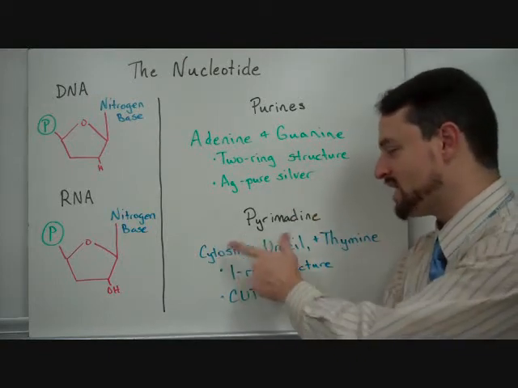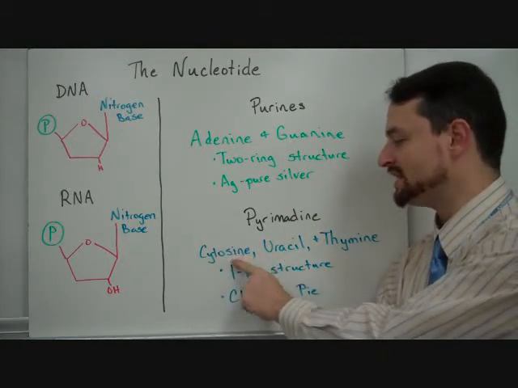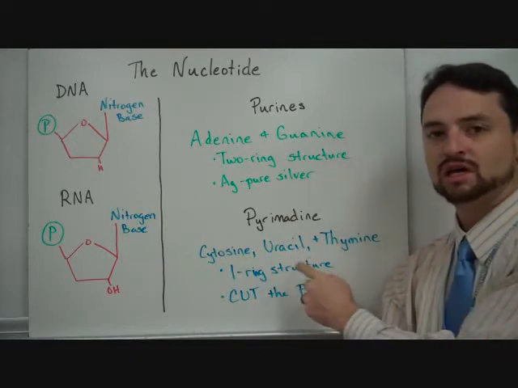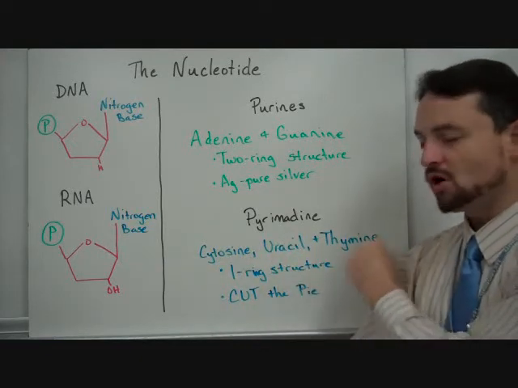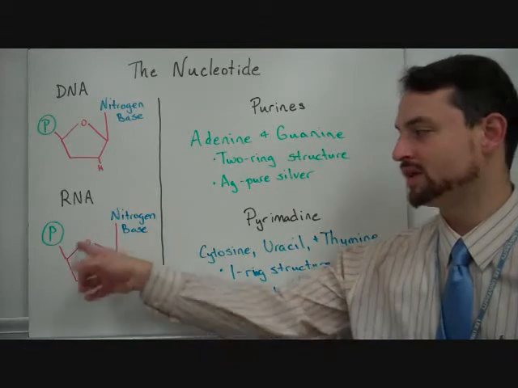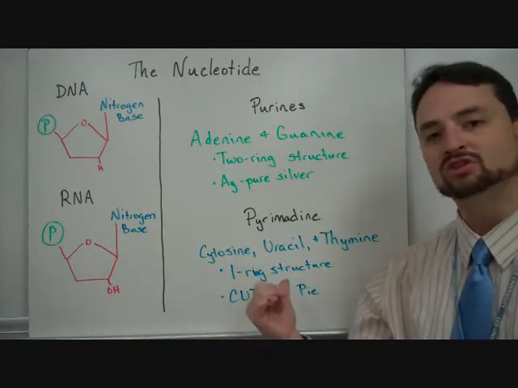In DNA, it's cytosine and thymine. In RNA, it's cytosine and uracil. Okay, there's a little switch there. These are 1-ring structures. There's only 1 ring like this in these structures.